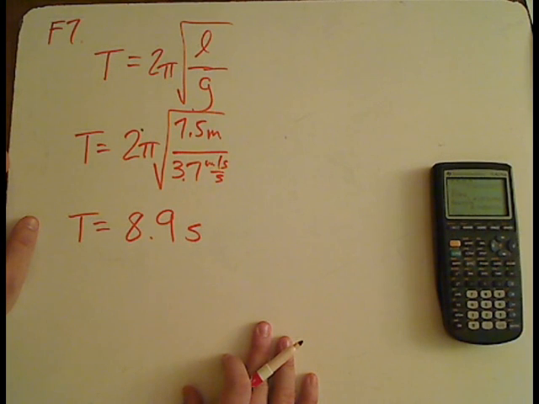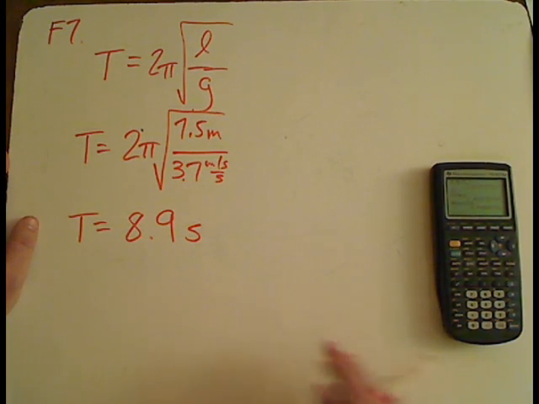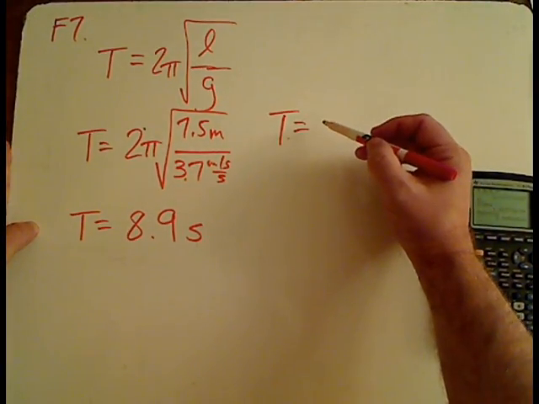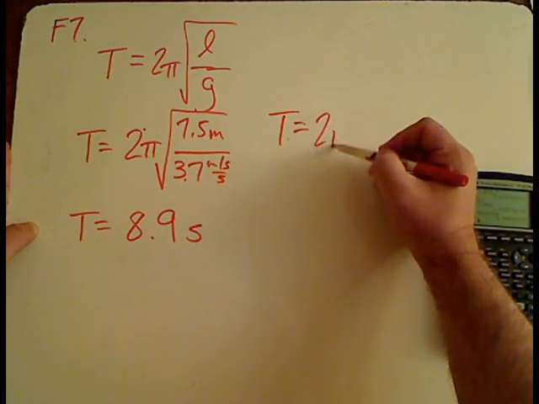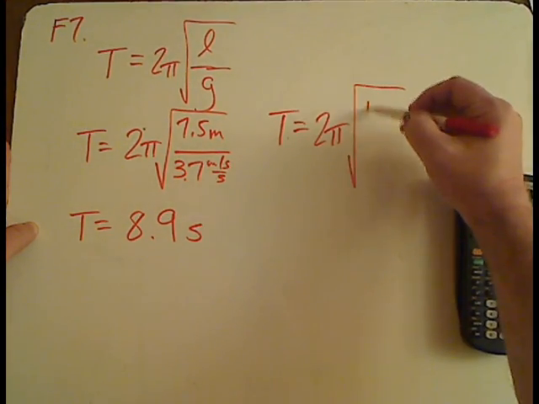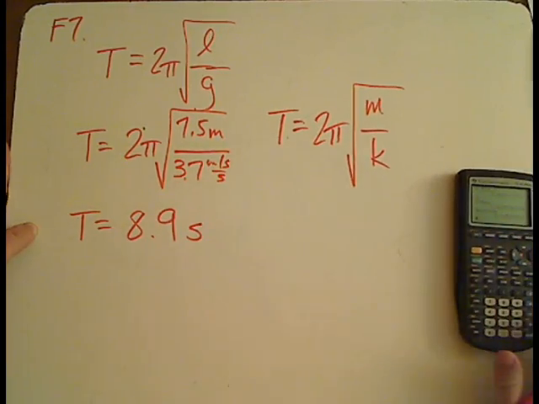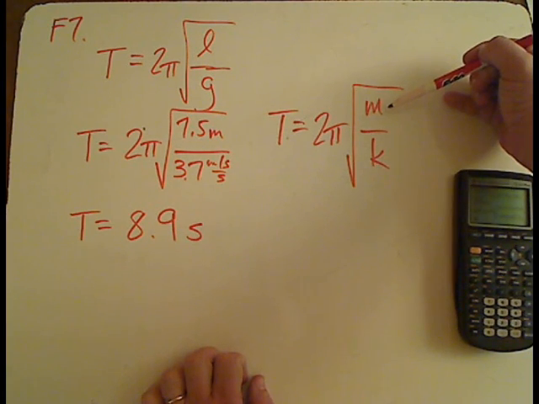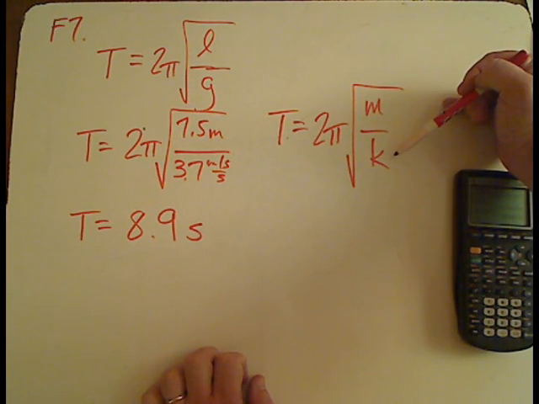Now, part B of this problem: what would be the period of the system from problem F4? You read F4 is a mass hung from a spring and oscillates with a period of 2.4 seconds. What is the spring constant? Well, for part B, we remember that the period for a mass on a spring is 2 pi square root of m over k. So here's the period, here's the mass, and here's the spring constant.